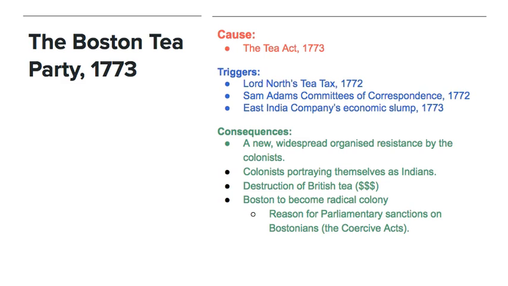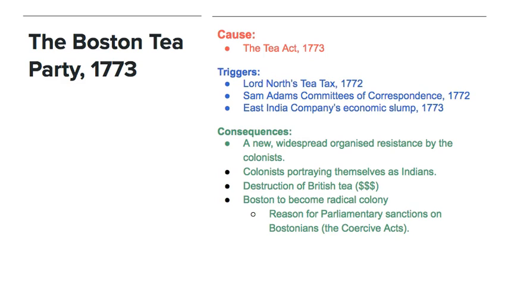Now, last time we looked at the Boston Tea Party in 1773 and we identified the cause, the triggers, and the consequences of this. In short, we identified that the cause of the Boston Tea Party was the Tea Act in 1773, and this was triggered by Lord North's tea tax in 1772, Sam Adams's Committees of Correspondence, and also the East India Company's economic slump in 1773.